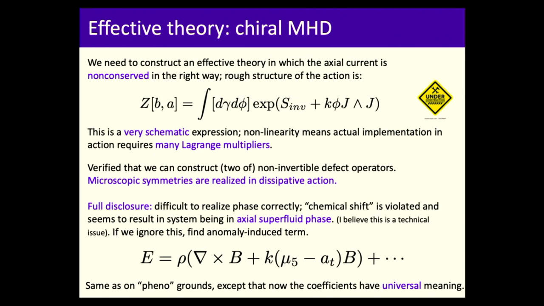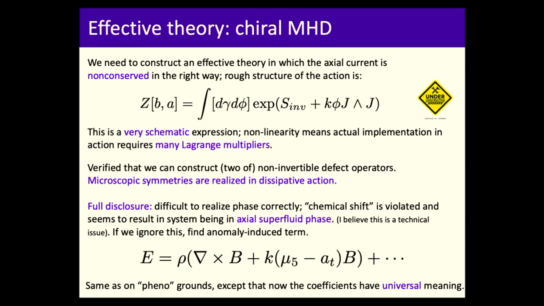So this doesn't make sense the way I wrote it, but you can make it make sense by putting in Lagrange multipliers and so on. So there's a way to deal with this, which we did. And an interesting thing is we have verified that if you do this, you can actually construct these defect operators within the degrees of freedom describing this hydro theory. Okay? So we can realize the non-invertible symmetry on this dissipative action.